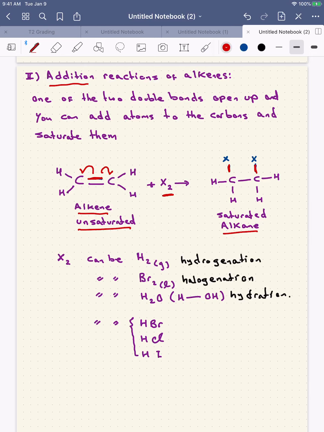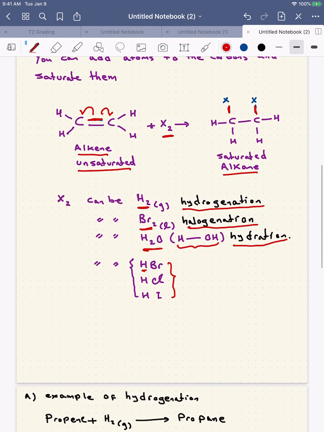What are these things that we can add? It could be H and H, hydrogen, H2, a diatomic gas. It's addition, but you can call it hydrogenation. You could also add a halogen like bromine, chlorine, or iodine, so you call it halogenation or bromination. And you can add H2O, but when you look at H2O, you should consider it as H and OH, 2 sort of different parts. This simply is called hydration. You could also add binary acids like HBr, HCl, HI.